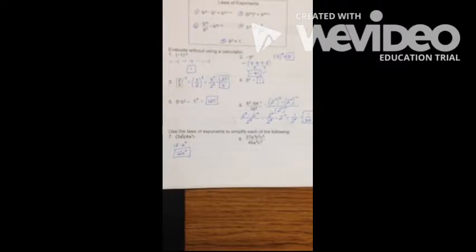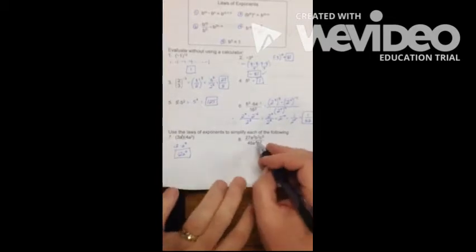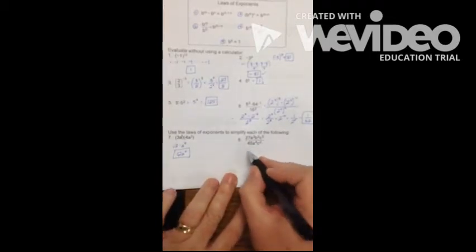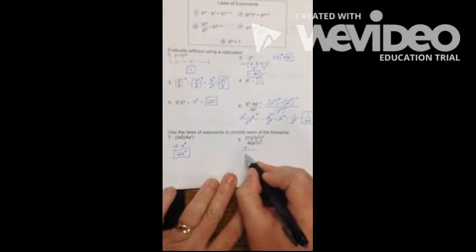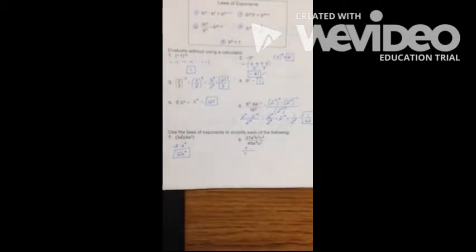This one, a little bit trickier. Number 8, 27a cubed b cubed c to the 5th over 45a to the 4th c squared. Right? So I'm going to start with my numbers. 27 over 45. Both of those divide by 9. And so that's going to reduce. If I divide by 9, I get 3 on top. 45 divided by 9, I get 5 on the bottom.